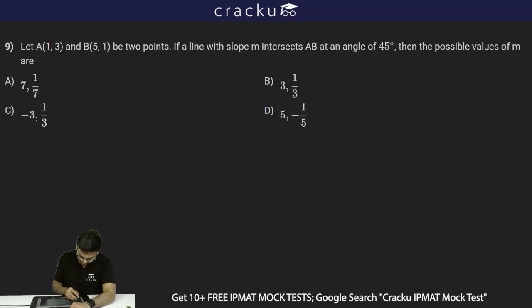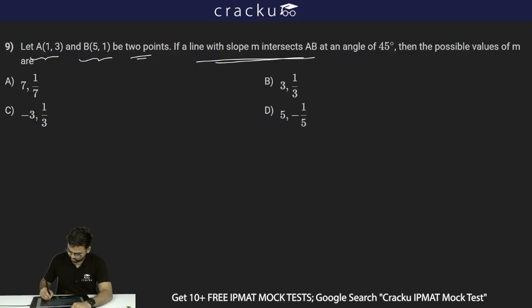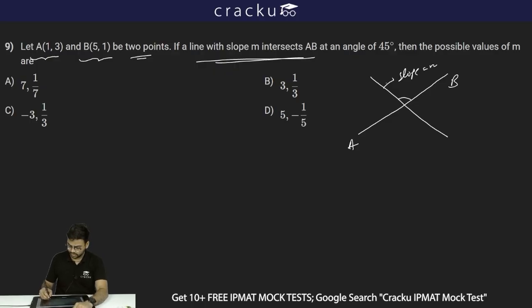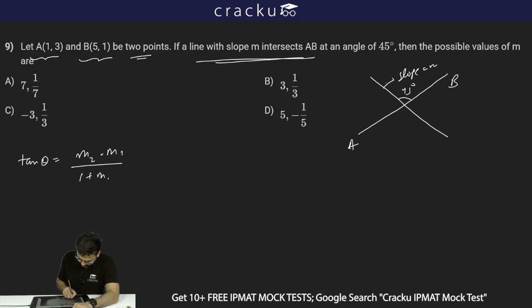Then the next question is saying, let A (1,3) and B (5,1) be 2 points. If a line with slope m intersects AB at an angle of 45 degrees. So this is the line AB, and there is another line whose slope is m, and the angle with which it is intersecting is 45 degrees. So this angle is 45 degrees. So we know one formula, which is tan theta is equal to mod of m2 minus m1 divided by 1 plus m1 m2. Now what is theta? Theta is the angle of intersection between the two lines, and m1 and m2 are the slopes of the respective lines.